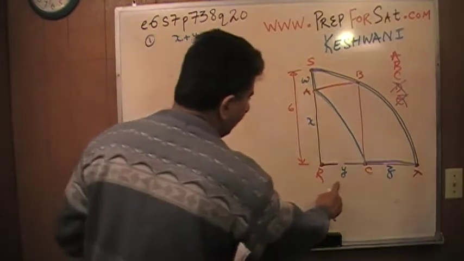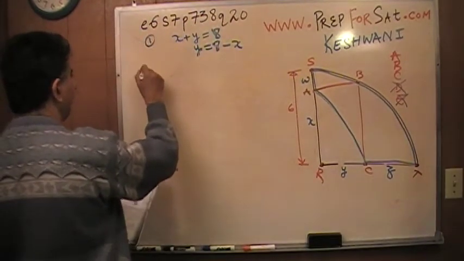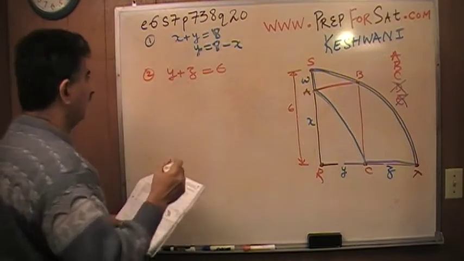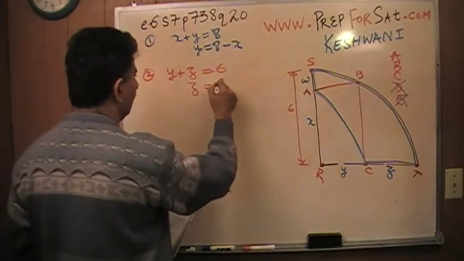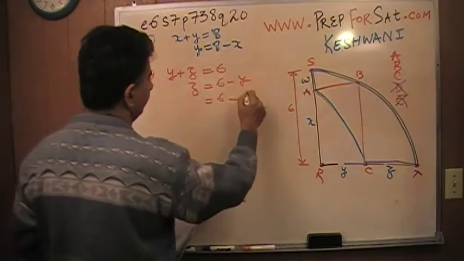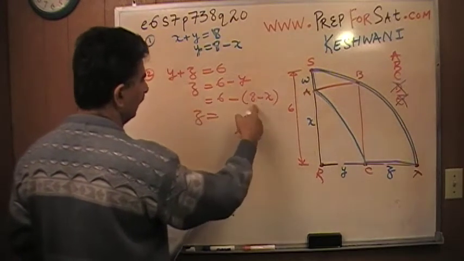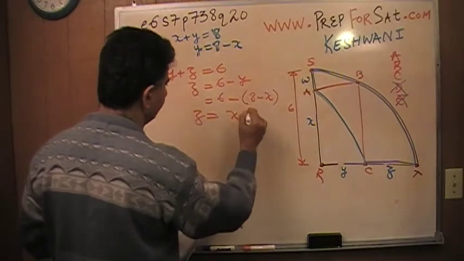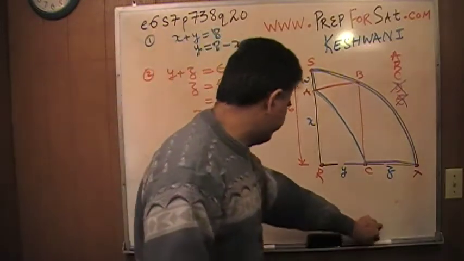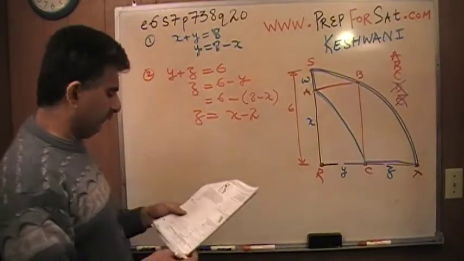we know that y plus z is the radius, which has to be 6. And therefore I know that z is 6 minus y, and y I know is 8 minus x. If you open the parentheses, it boils down to x minus 2. That's my second equation. We're getting all the ingredients ready. It's like cooking. Before you start cooking, you have to have your ingredients ready.